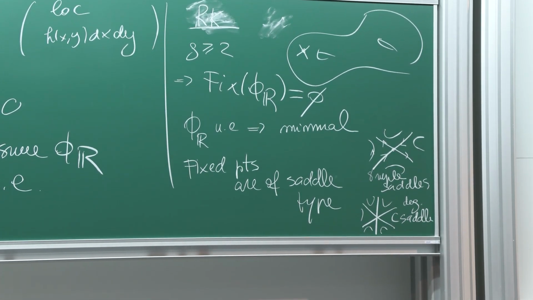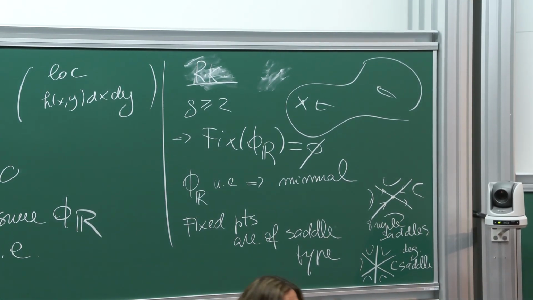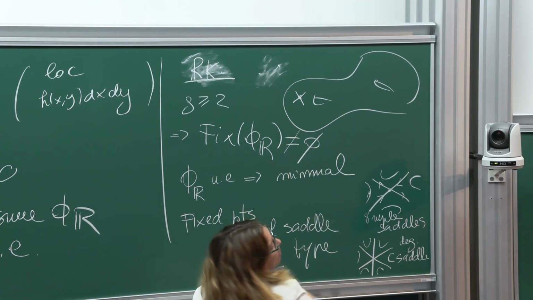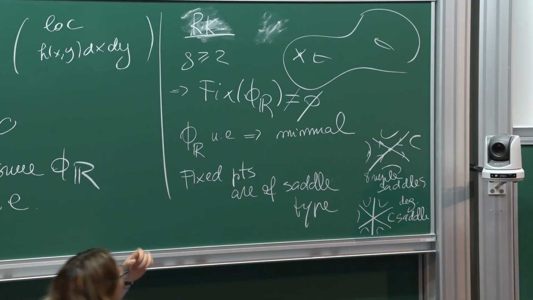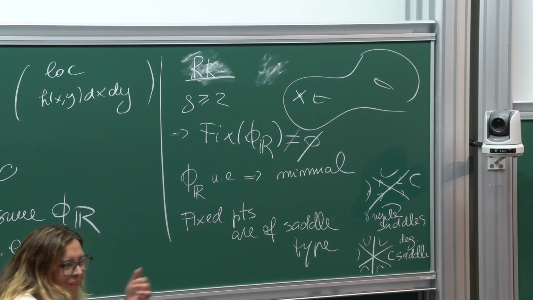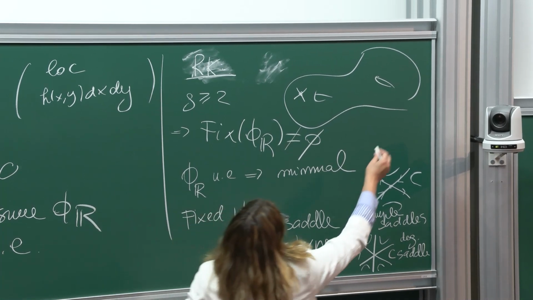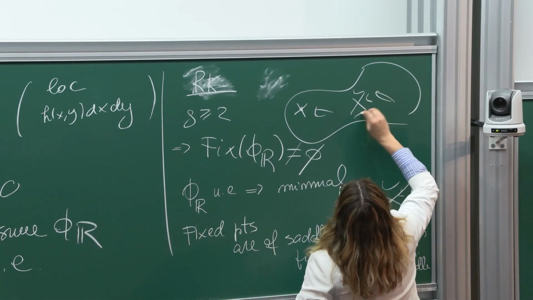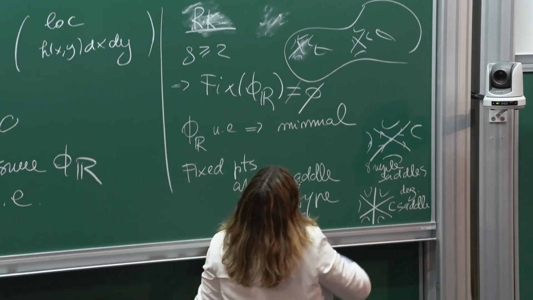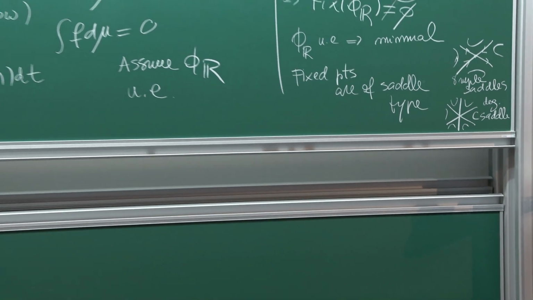You wrote the fixed point set equal to the empty set. I think you mean non-empty. Sorry, maybe I said it's not empty. Absolutely. You're forced to have singularities by genus and Euler characteristic constraints, and these singularities, indeed, can be saddles. And there is also a relation between the number of saddles, the genus, and the prongs on each saddle.